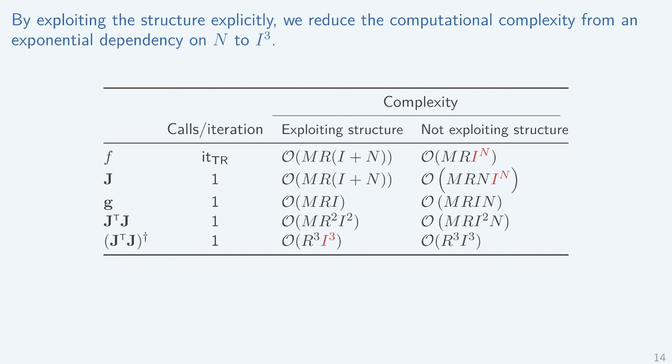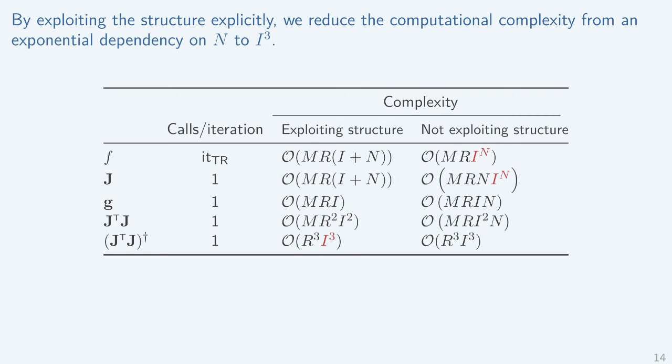This results in greatly reducing the computational complexity of the algorithm, since the cost of the most expensive step goes from exponential dependency on the degree n, when we are not exploiting all this structure, to the amount of variables I to the power of 3 for the model where we do exploit all structure.